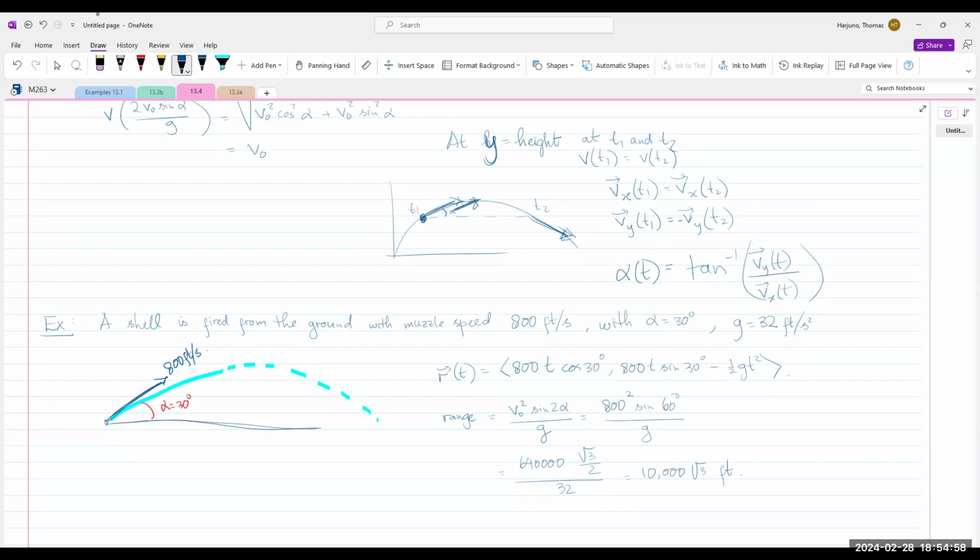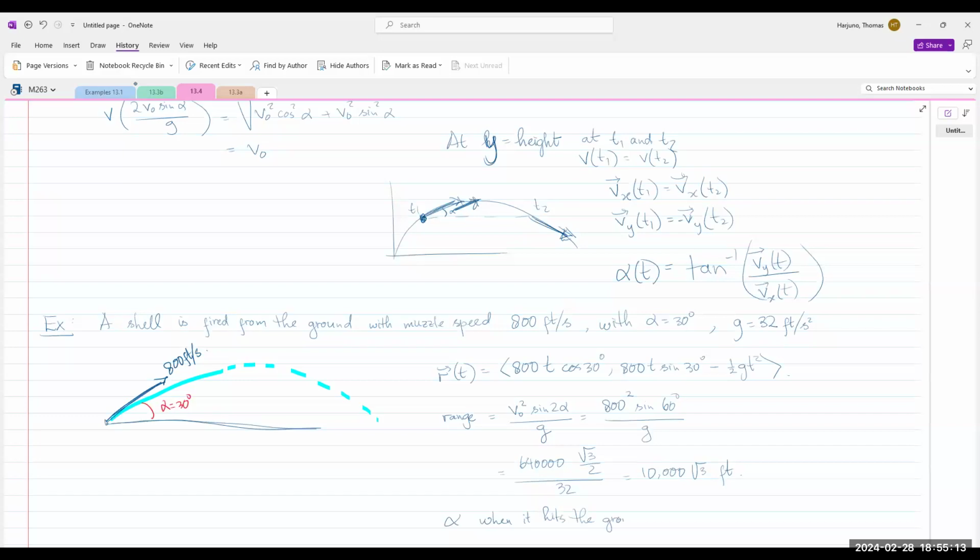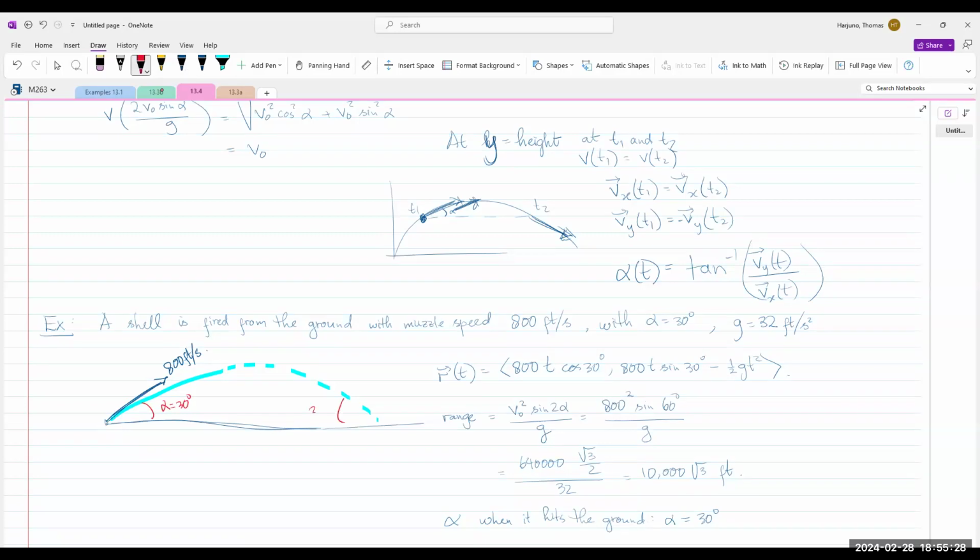The challenging part is, how about the angle when it hits the ground? From the theory that we have earlier, the angle will be symmetric with the angle that it starts. It will be at 30 degrees also. In other words, it will land here at 30 degrees when it impacts with the ground.